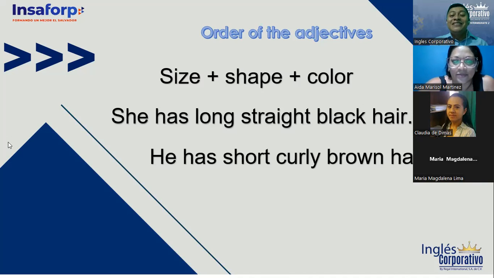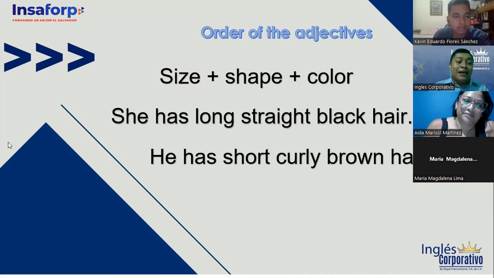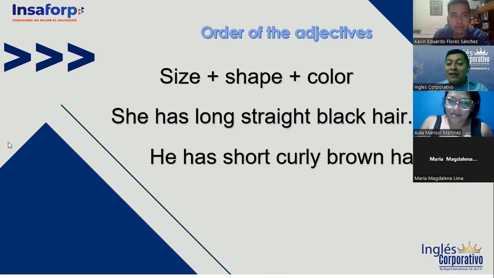No, long, brown hair. Okay, nice. Long, brown hair, but we forgot the shape. It's curly. Okay, excellent. Then I can say Kevin. Kevin has short black hair. Short spiky black hair. Am I right? Yes.